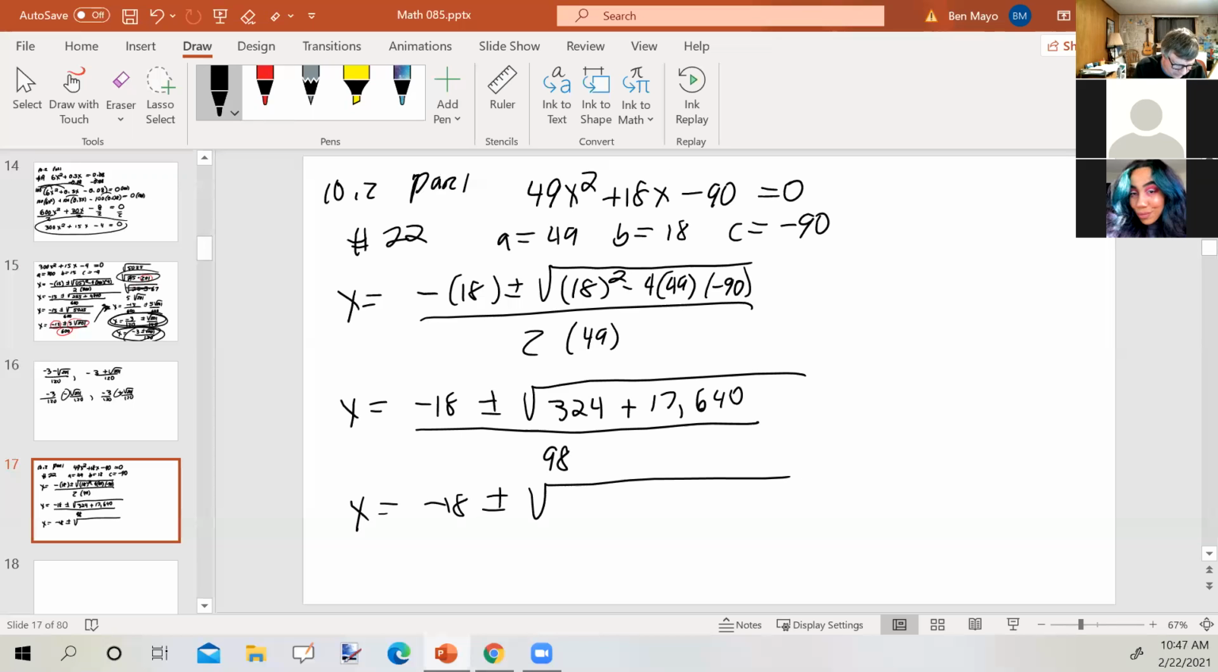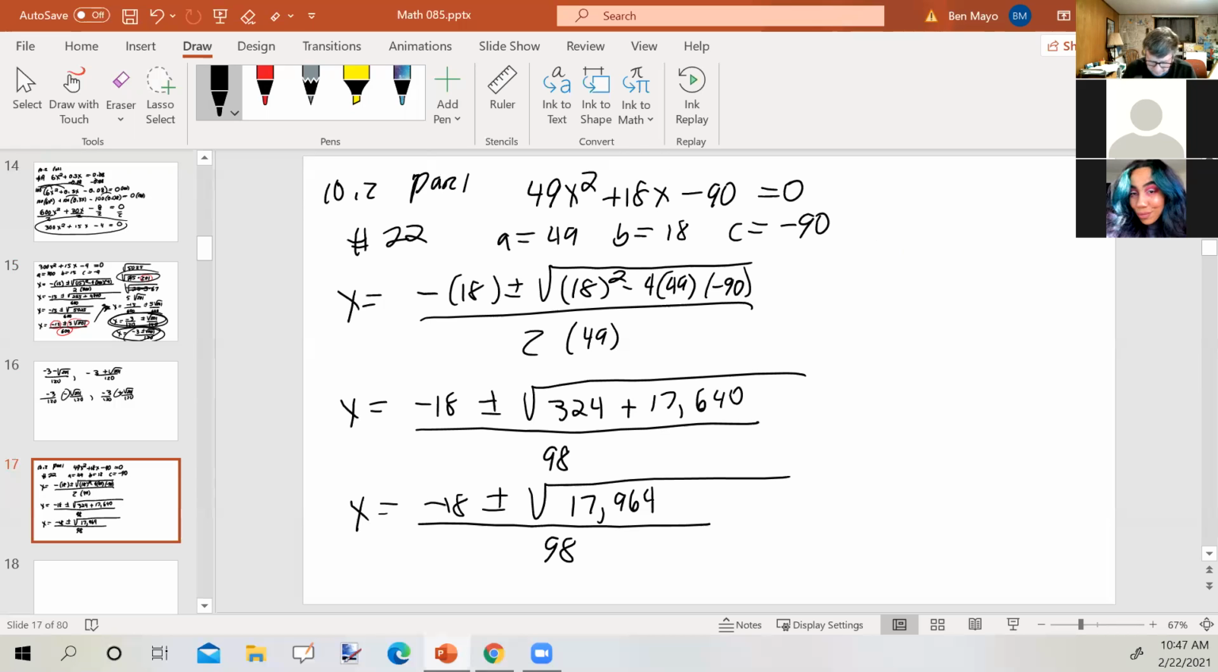plus 324 is 17,964 over 98. Now, again, the first thing I would do is find the square root of 17,964 to see if it's a perfect square, but I suspect it isn't, because the hint said approximate the solutions to the nearest hundredth. That tells me things aren't going to come out nicely. But let's see here. Yeah, it's like 134.0298, and so on.